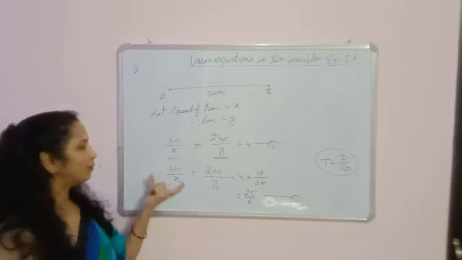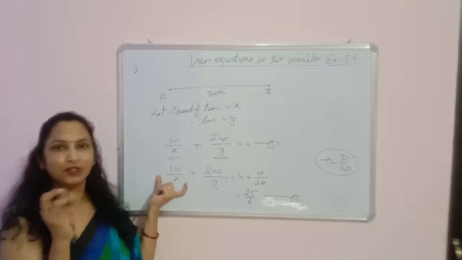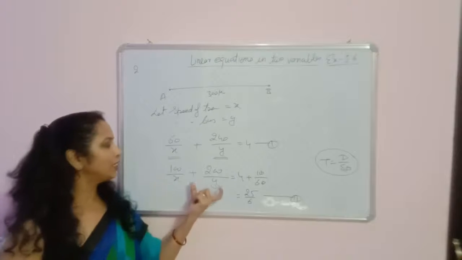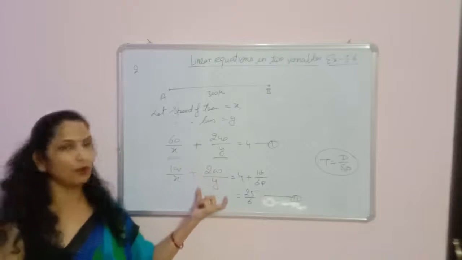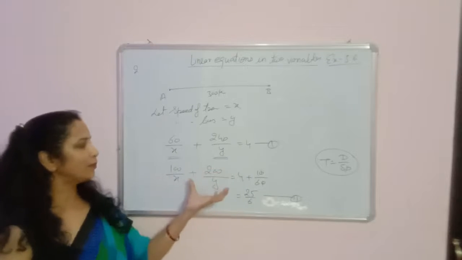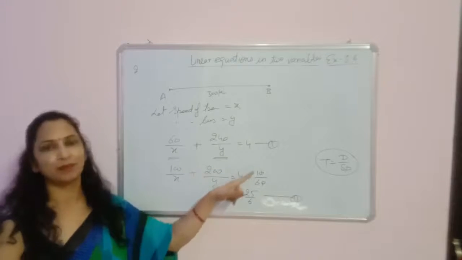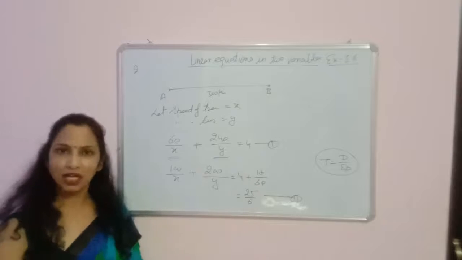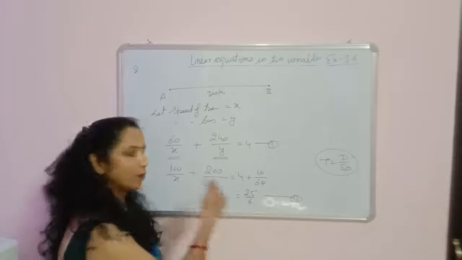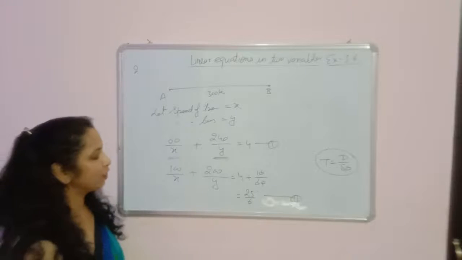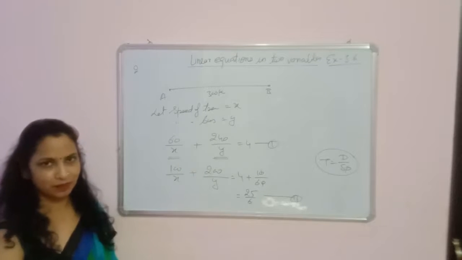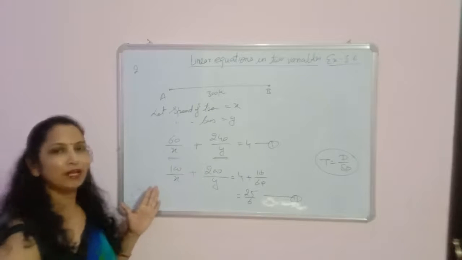It means the time taken by the train to cover the 100 km is equal to 100 upon x, distance upon speed, and the time taken by the bus is equal to 200 upon y, again the distance upon speed, and the total time taken is equal to 4 hours plus 10 minutes. We have to convert this minute into hours by dividing it by 60. So simply it will become 25/6, and you can simplify it. You can remove the fraction by multiplying 6 in the part of LHS.